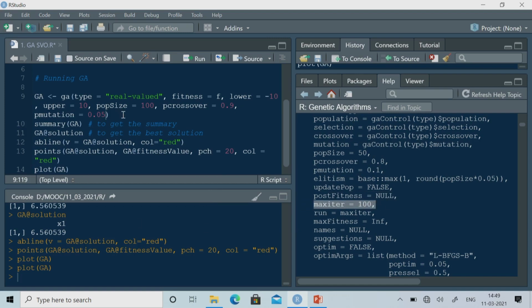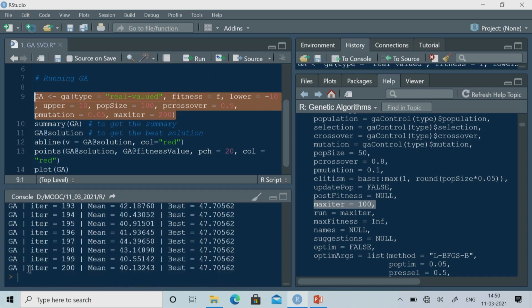So, this is the mutation probability I am defining, and maximum iteration, that is 100 by default value. But if you want to change it, you can change it. So, I can define that maximum iteration is suppose 200 now. You can also define the other parameters. So, let us run it. Now the parameters are population size of 100, crossover probability is 0.9, mutation probability is 0.05, and maximum iteration is 200. I am just running it again.